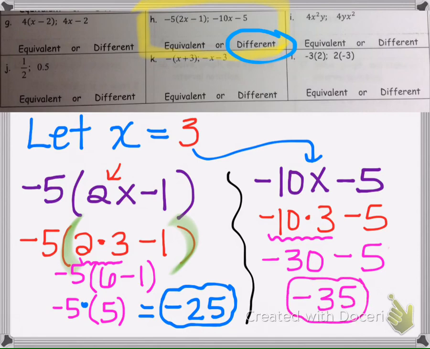So as we can see here, negative 25 is not equal to negative 35. So therefore proving that those two variable expressions don't yield the same result when you plug in the same x value. So they are different.